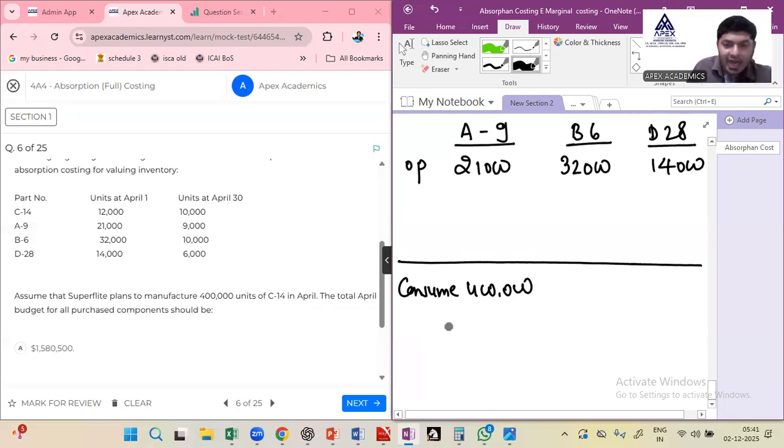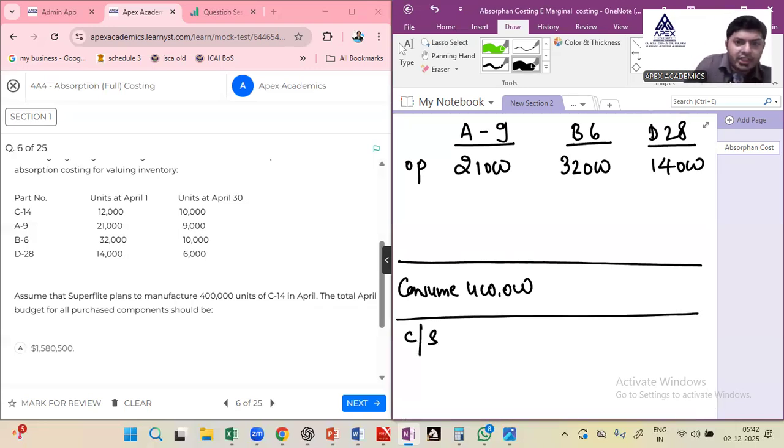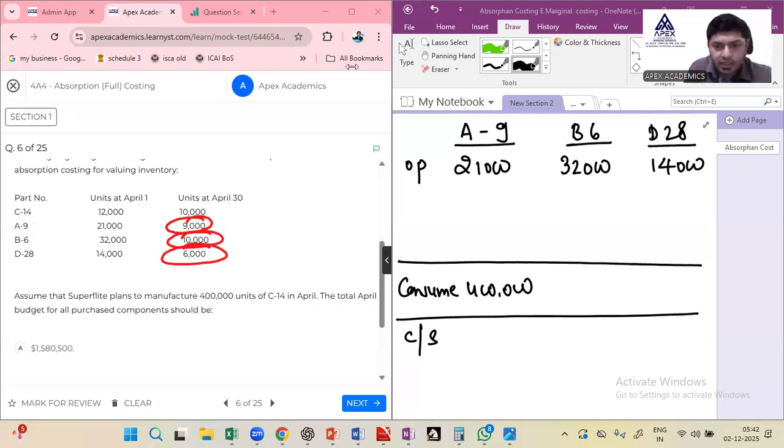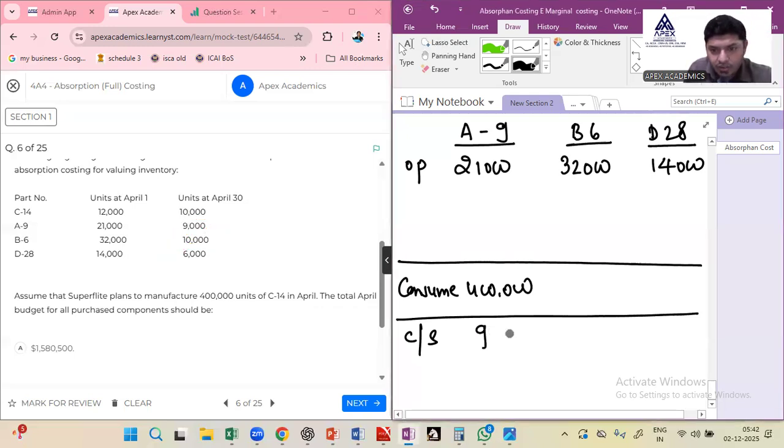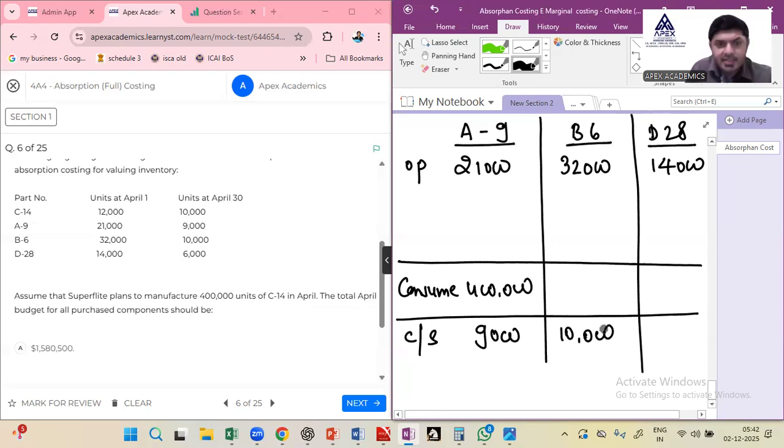And finally, I am going to have with me a closing stock of how many units of A9? 9,000, 10,000 for B6 and 6,000 for D28. So here let me write down 9,000 for A9 and we'll draw a line over here so that none of us gets confused. 10,000 for B6 and 6,000 for D28.